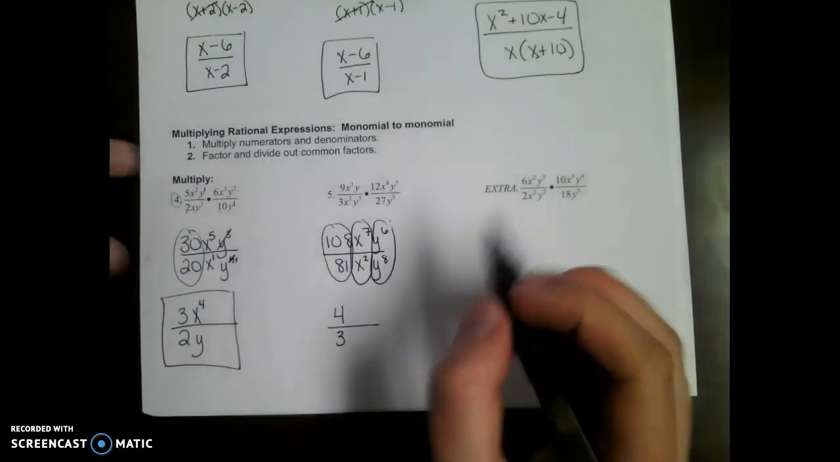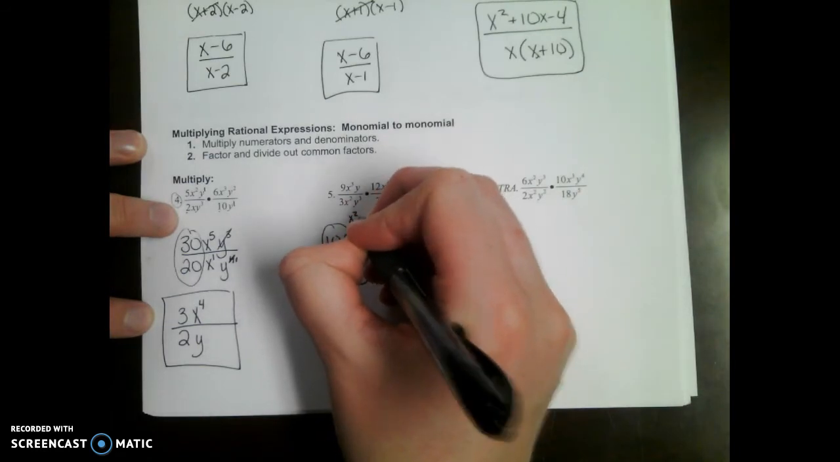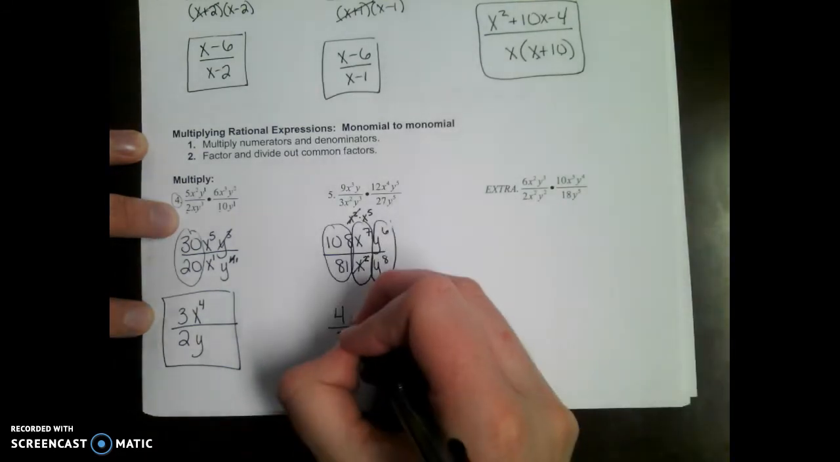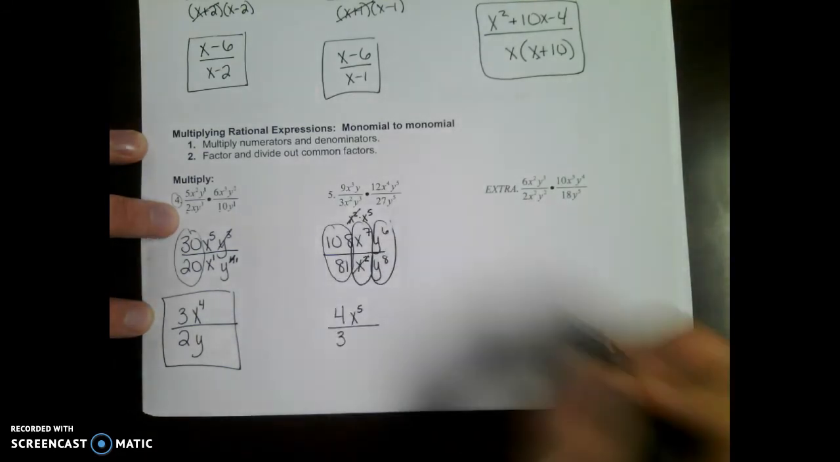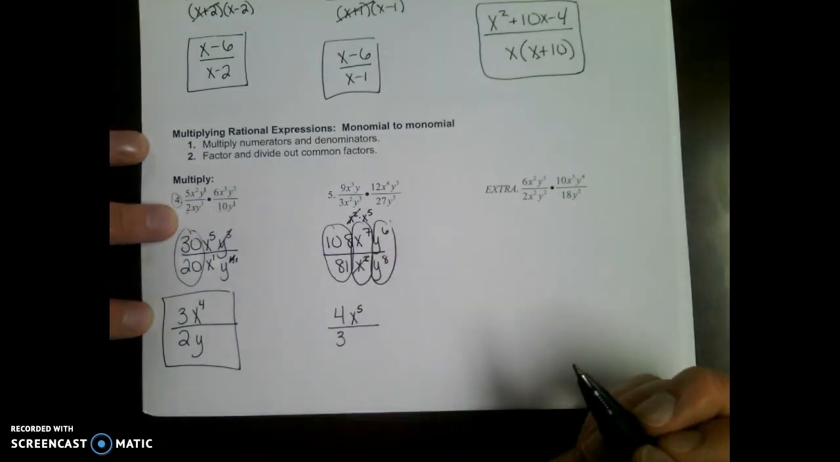For the x's, think about it. You could take this x to the 7th and write it as x squared times x to the 5th. We're canceling out the x squared, leaving us with x to the 5th. Or these two cancel out 2 of the 7, leaving 5 left over.